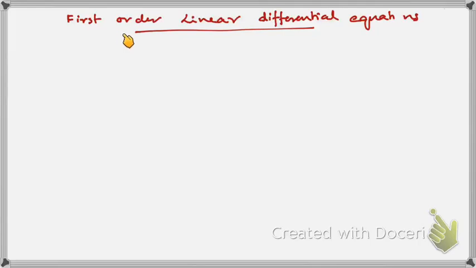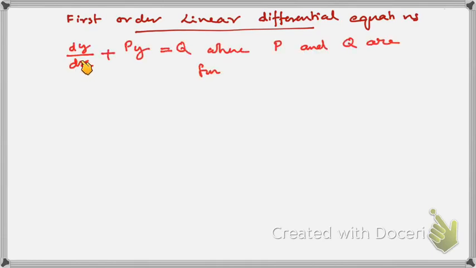Today we are going to look at first order linear differential equations. The standard form of a first order linear differential equation is dy by dx plus py is equal to q, where p and q are functions of x. It's called first order because it involves only dy by dx, the first order derivative.